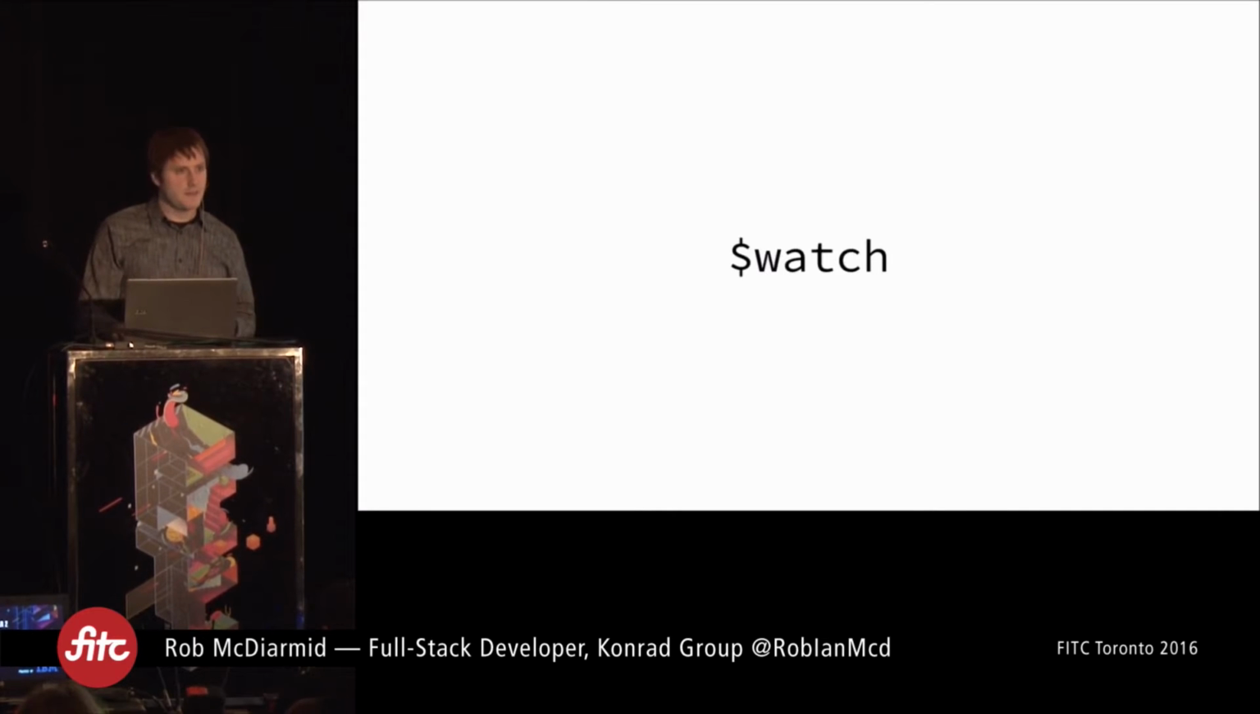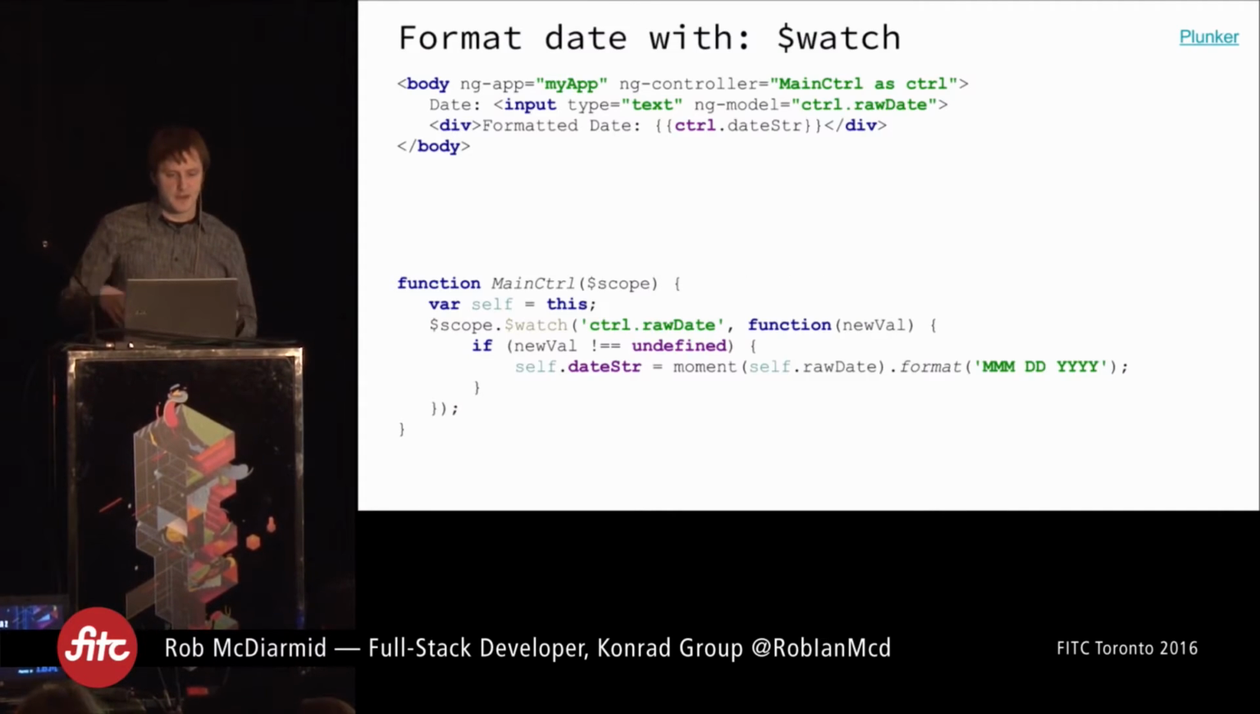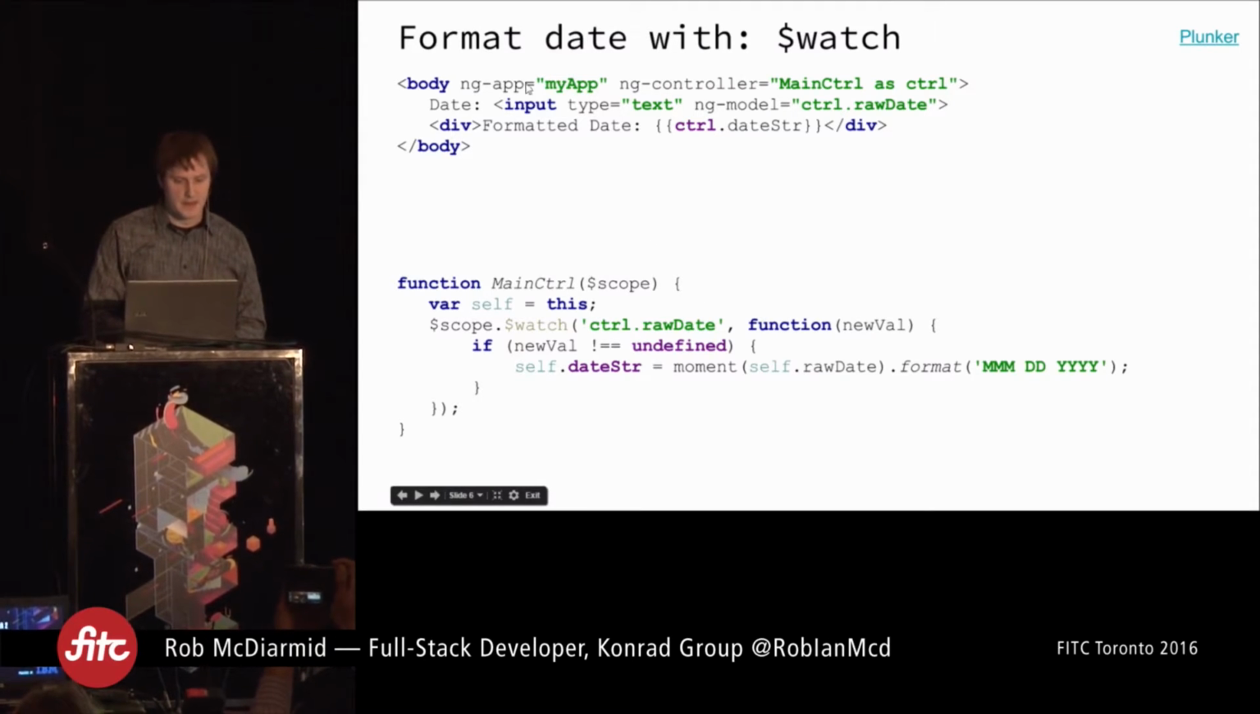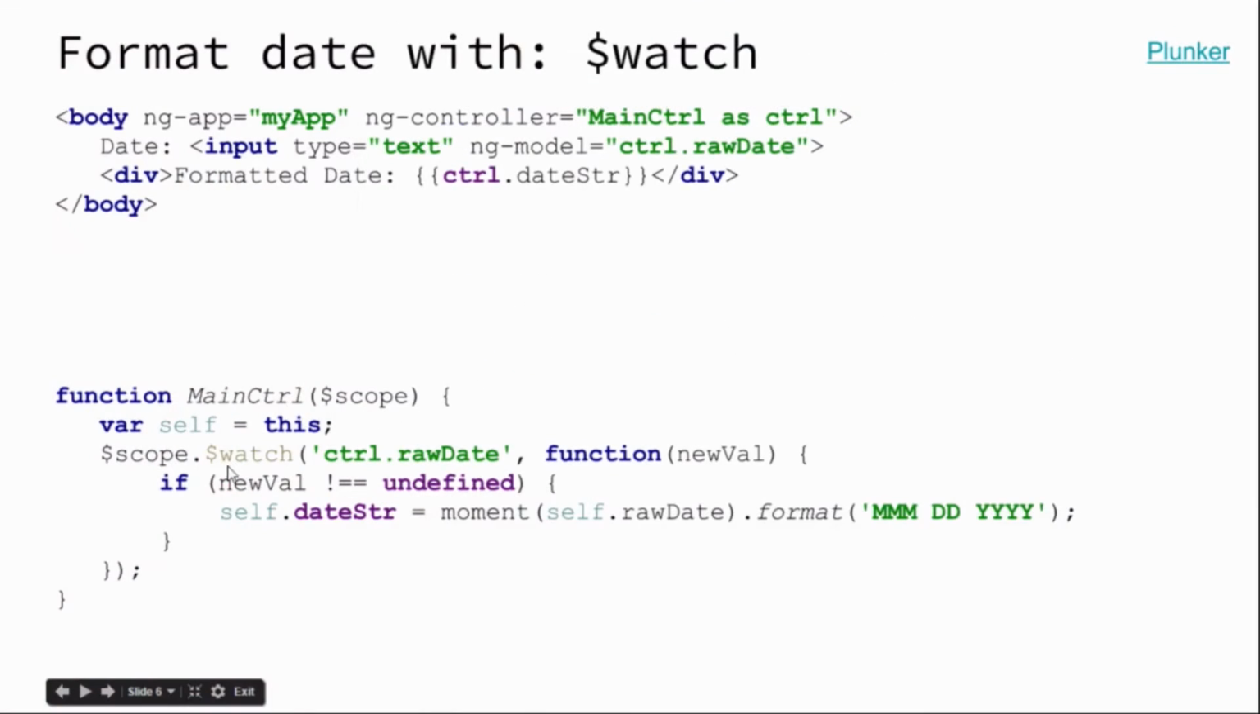So the first thing I wanted to talk about is $watch. So this is a feature that gets used a lot in Angular 1, but there's actually very rarely a good reason to use this. And it's something that doesn't even exist in Angular 2. So if you can start avoiding using it now, it's really going to help you when it comes time to migrate. So I've got a really simple example here. We just have an input that has an ng-model, and then we're watching that model in the controller, and whenever it changes, we're going to parse it as a moment and then try and format it, and then we'll output the formatted date here.